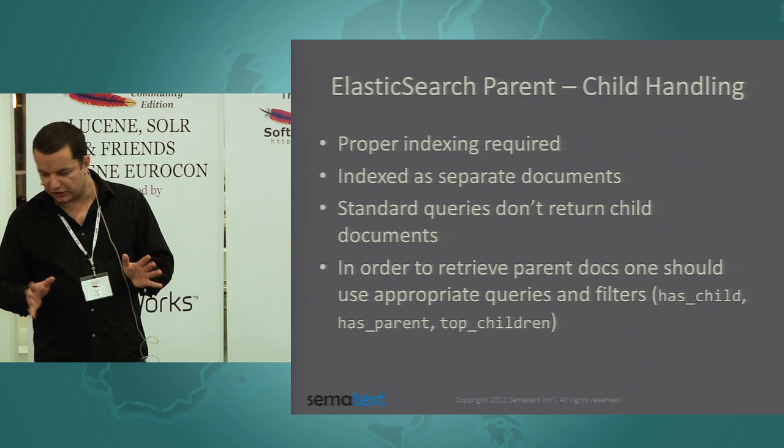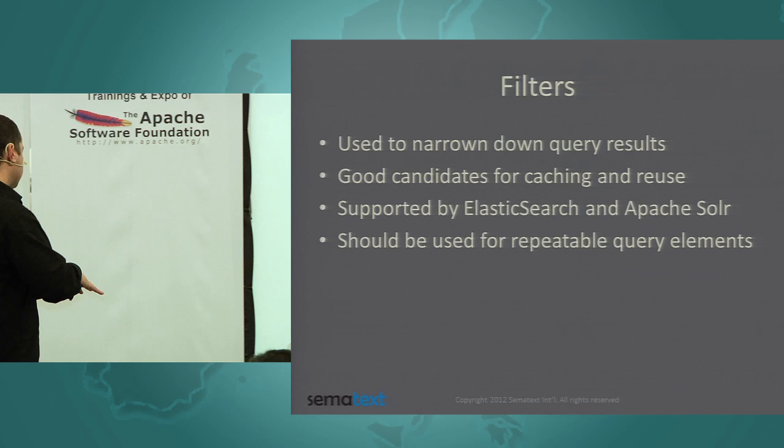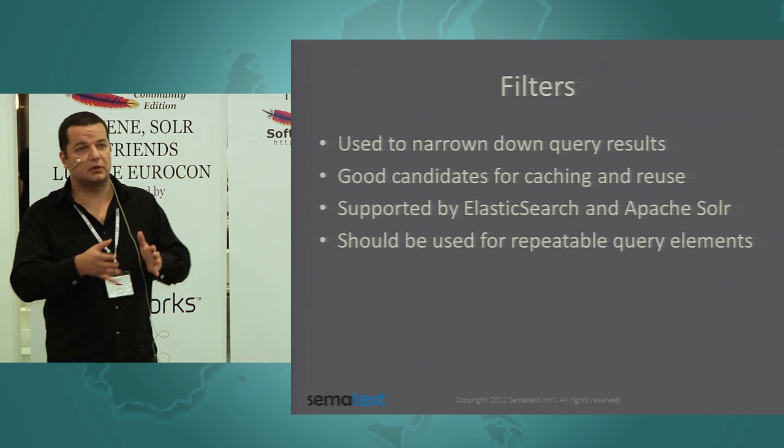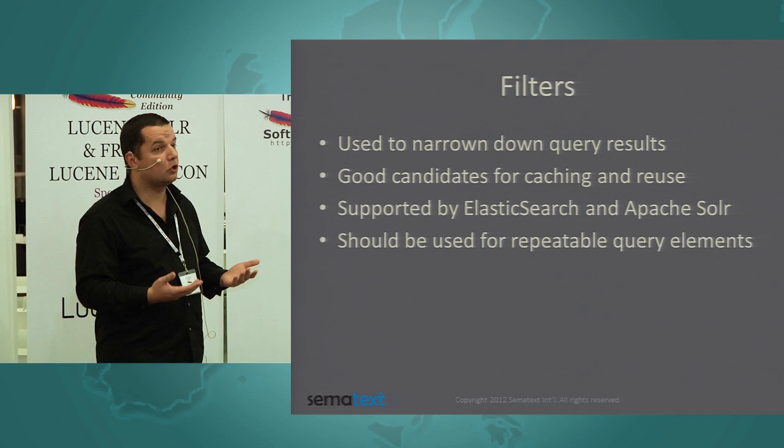In order to use filters in both Elasticsearch and Solr, let's get back. Filters allow you to narrow down your results. Everyone knows that. They are good candidates for caching, supported by Elasticsearch and Solr, and should be used for repeatable elements in the queries for the most proper usage, let's call it, and for good caching.